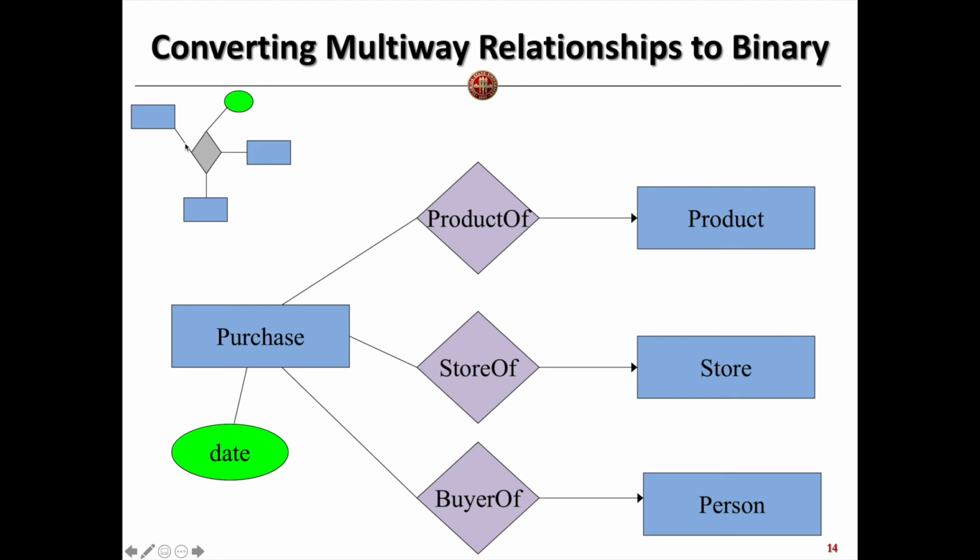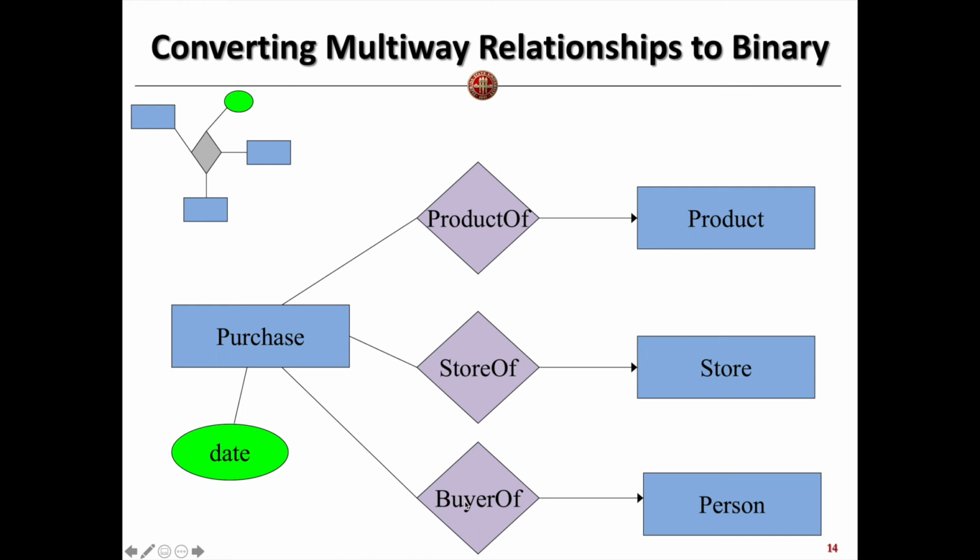As to the lines we showed before for the relationship, we replace them with some new binary relationships as shown here. We have three new binary relationships: between the purchase and product, between the purchase and store, and between the purchase and person. Then you can give any names for these relationships which are easy for you to understand. Here we say this relationship denotes the product of the purchase. This one denotes the store of the purchase. This one denotes the buyer of the purchase.